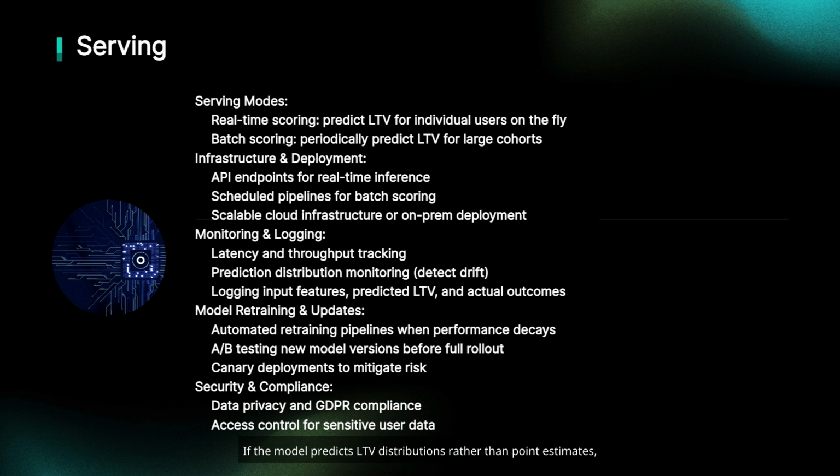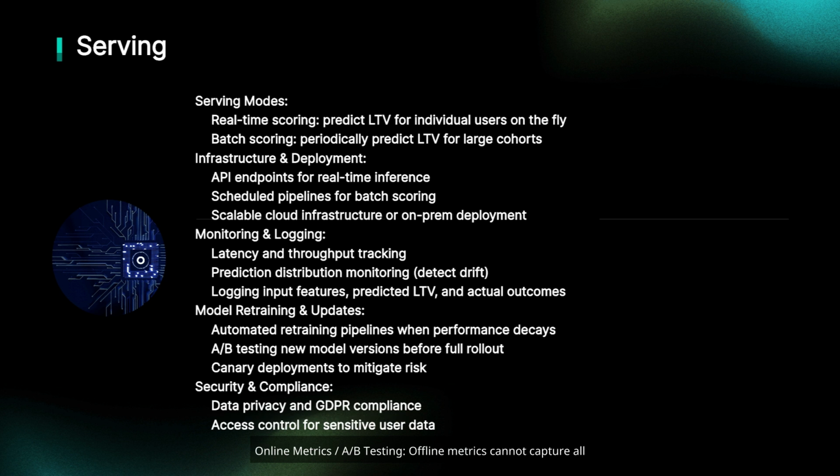If the model predicts LTV distributions rather than point estimates, quantile loss can measure how well the predicted percentiles match reality. Calibration plots are also critical. They compare predicted LTV ranges with actual observed values to check for systematic under- or overestimation.